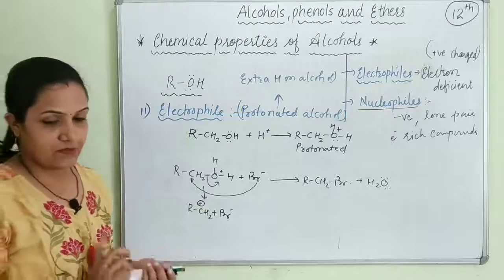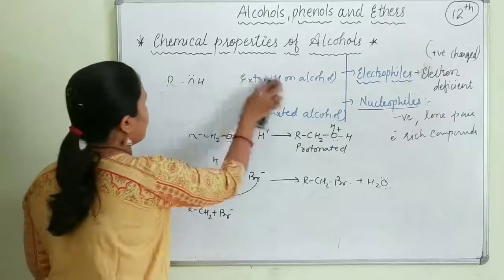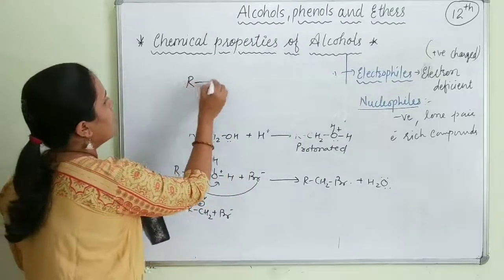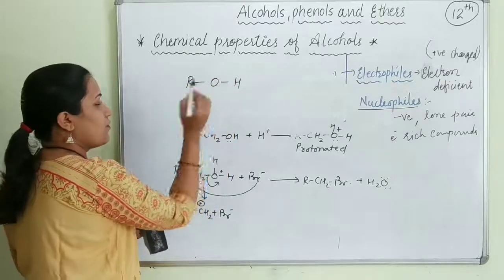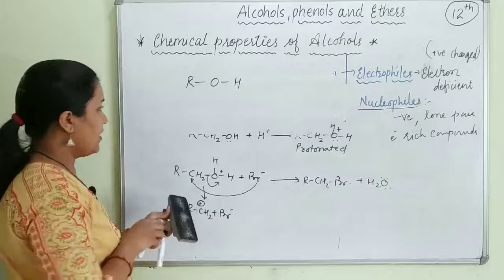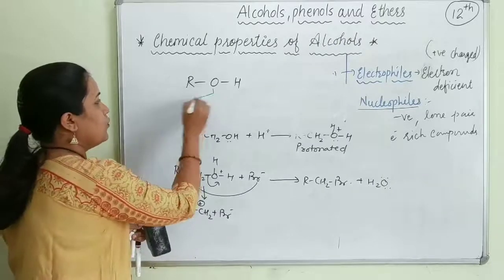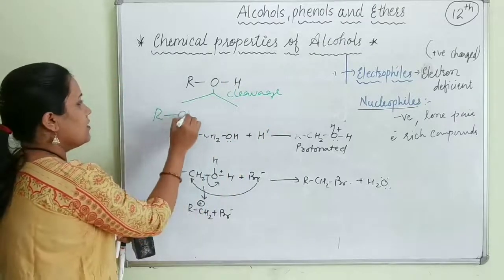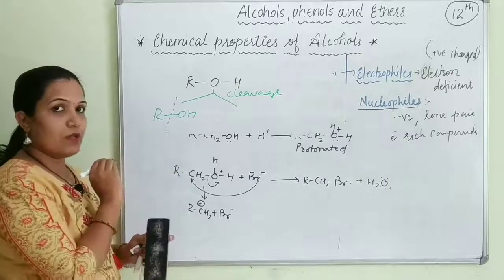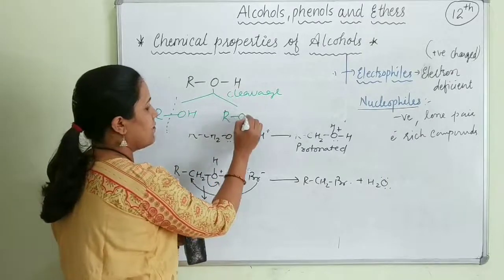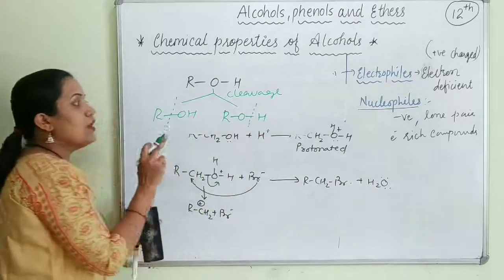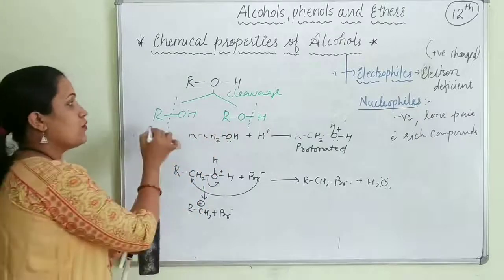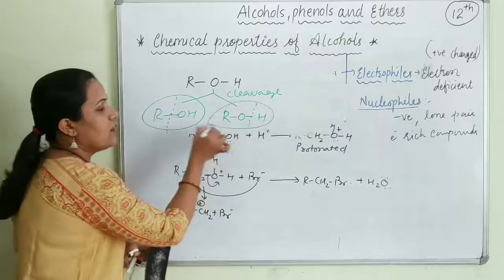One more thing here we have to study, and that is when ROH will do cleavage. Now as we know, the formula of alcohol is this one. So here we will see two types of cleavage. And what are those two types of cleavage? I'll write here cleavage. So it can cleave from here also, or we can say it can cleave from this side also. So this ROH reaction can be shown on the basis of cleavage of this type or cleavage of this type.